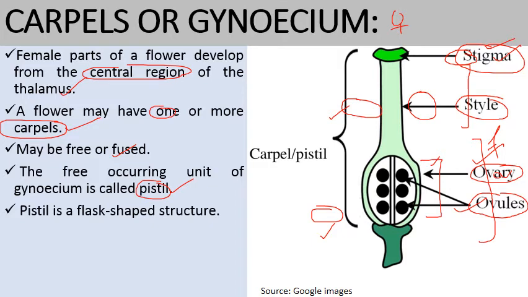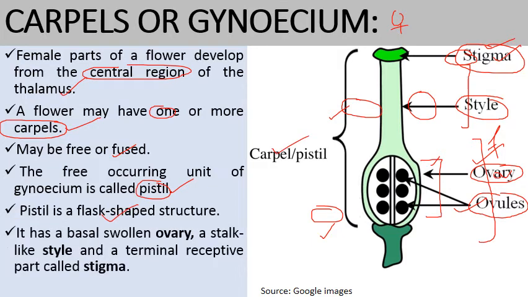And the pistil is a flask-shaped structure. जो pistil है एक carpel है. It is a flask-shaped structure. It has a basal swollen ovary, a stalk-like style, and a terminal receptive part, जिसे कहा जाता है stigma. So इन तीन parts से मिलके बनती है एक carpel और pistil.